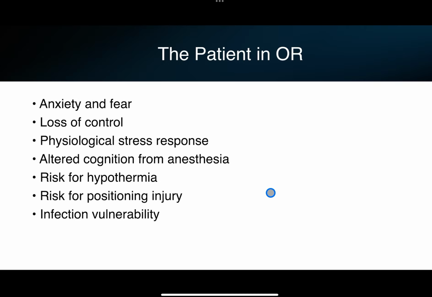Patients entering the operating room often experience anxiety, fear, and loss of control. These emotional responses may increase physiological stress and affect recovery. Administration of anesthesia reduces protective reflexes and alters cognitive function, making the patient vulnerable to injury. Immobility during surgery also increases the risk of pressure injuries, hypothermia, and complications related to positioning.